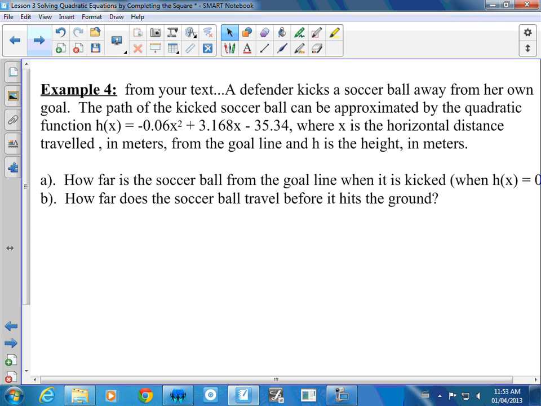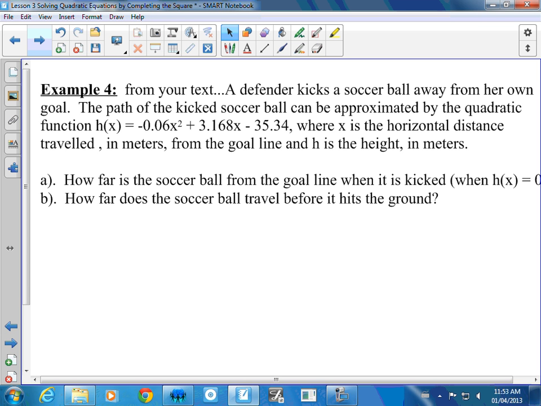What we're looking for is, Savannah takes a soccer ball away from her own goal. The path of the soccer ball can be approximated by the quadratic formula, right? It's a big parabola, where x is the horizontal distance traveled in meters from the goal line, and h is the height in meters. So what we want to do is find out from where the ball is kicked to where it lands. We want to find that distance. So we want to find the x-intercepts. So we want to find the roots. So basically we want to take that sucker and factor it.